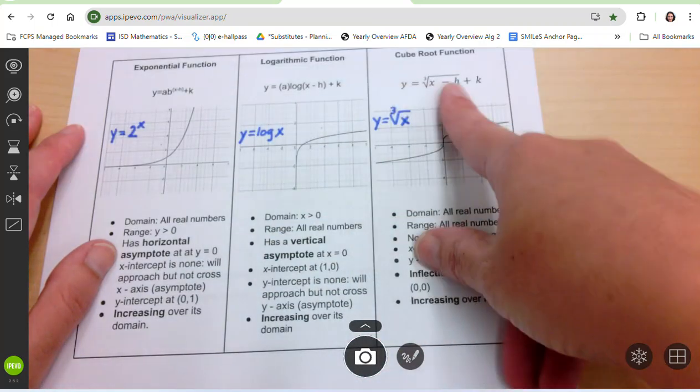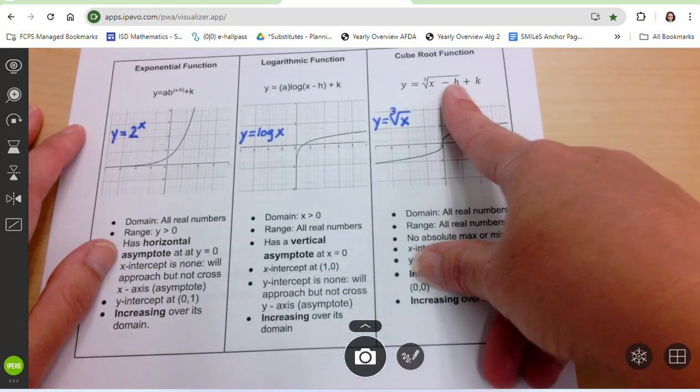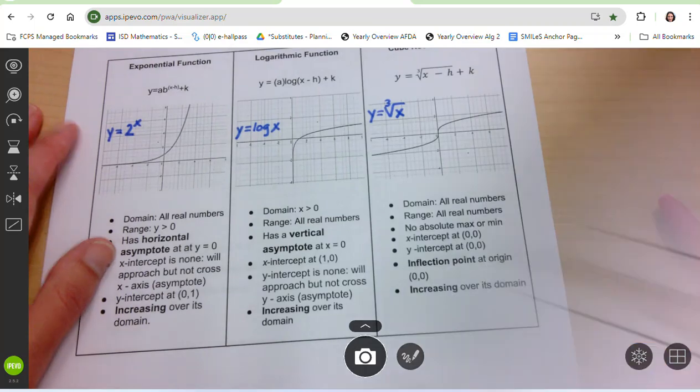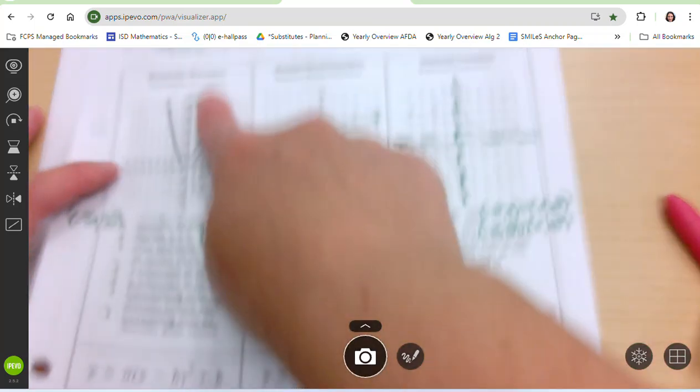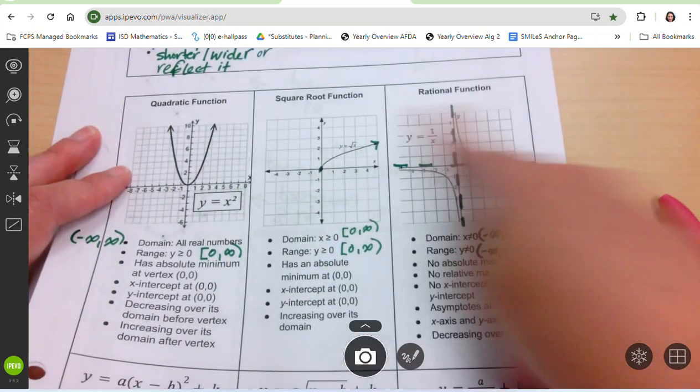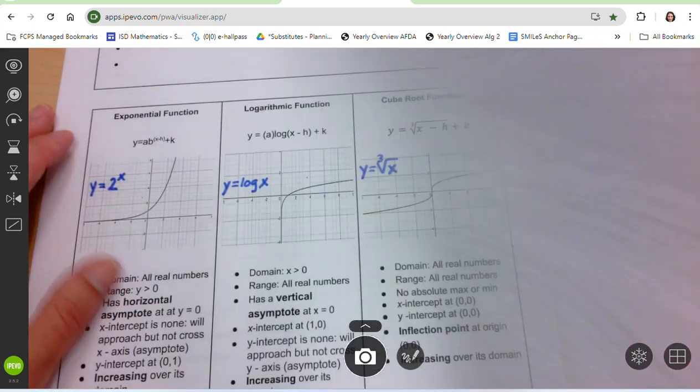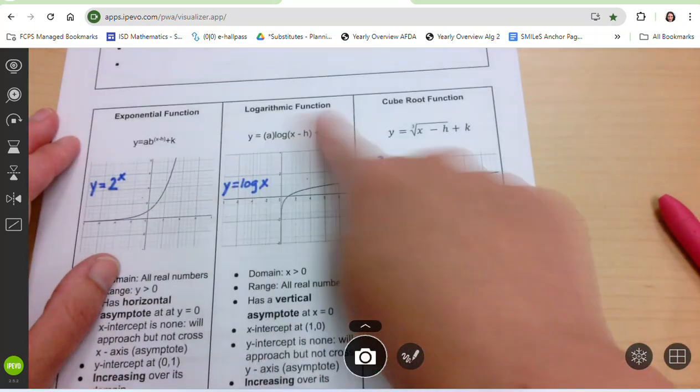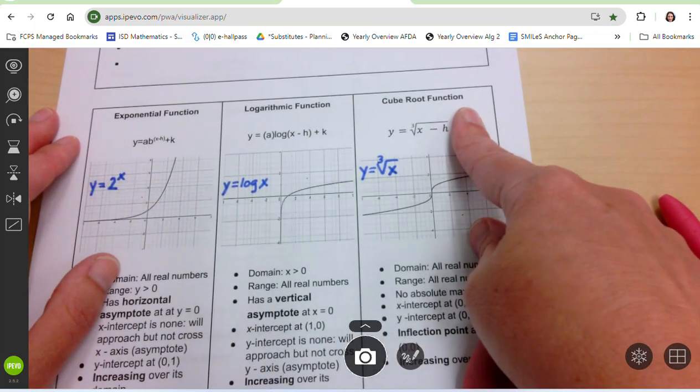We have 3 new parent functions to look at today. Last class, we looked at the quadratic and the square root and the rational. Today we're looking at exponential, logarithmic, and cube root.